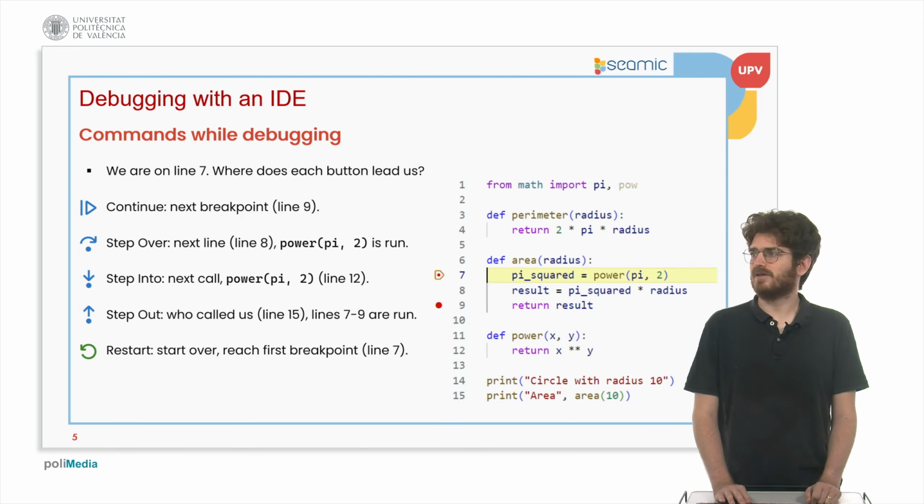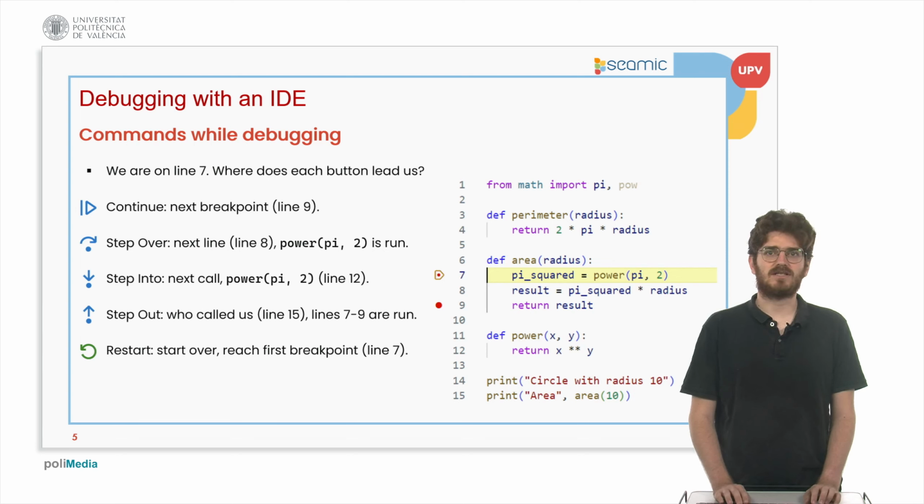So let's see a few examples of these commands. If the current line is 7, highlighted here in yellow, and we click each of the buttons, what will they do? So if we click continue, it will go to the next breakpoint, in this case line 9, result. If we step over, we will run the power function and go to the next line, line 8. And we will have the value of pi squared to see on the left panel.